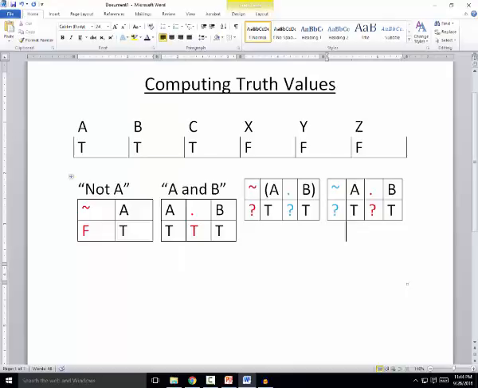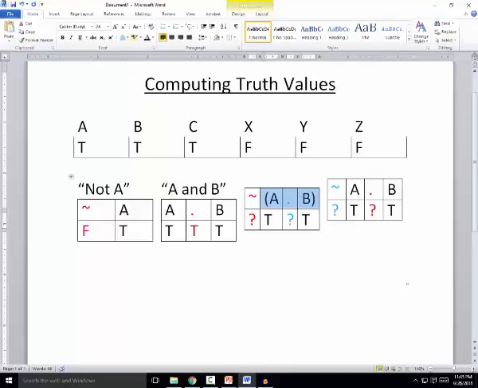And the way this needs to work is essentially that we have to do the main operator last because it depends on the subsentences out of which it is built. So in the third sentence, we need to know the value of A dot B first, while in the second sentence, we need to know the value of tilde A before we can do the dot.